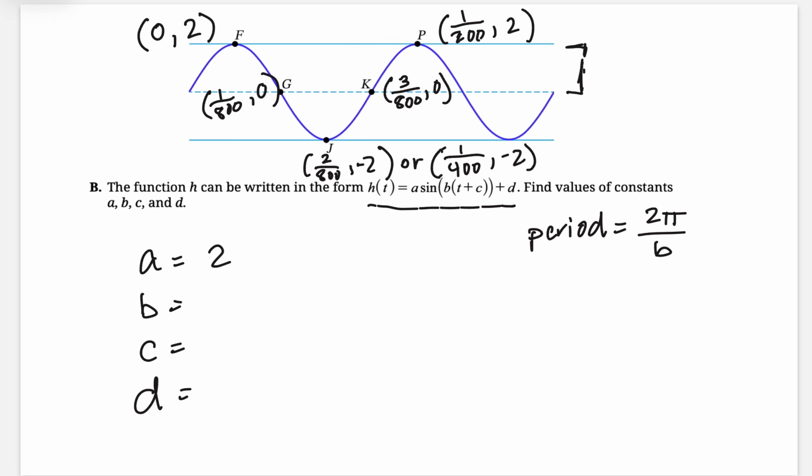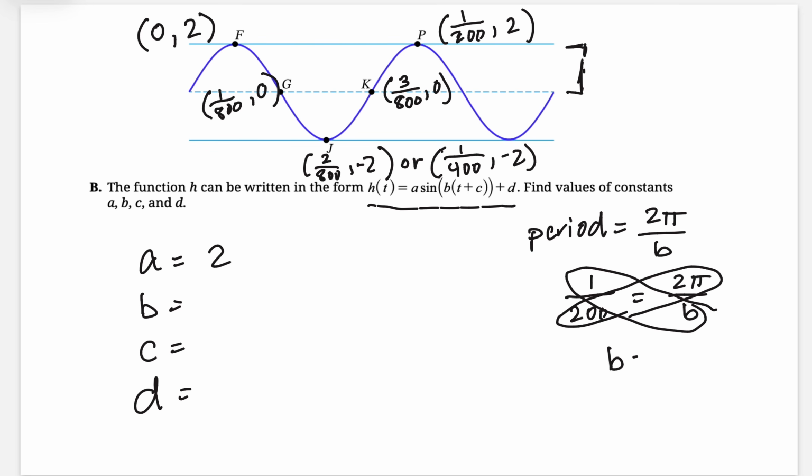So the period in this case is 1 over 200 equals 2 pi over B. So if we're trying to find B, we can cross multiply here. So this gives us that B equals 400 pi. Okay.